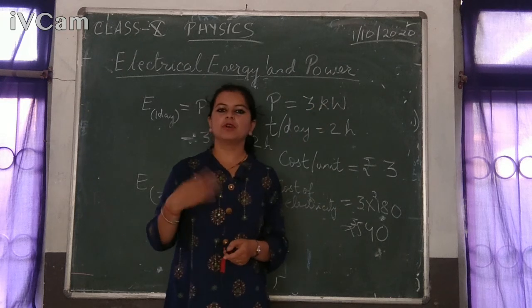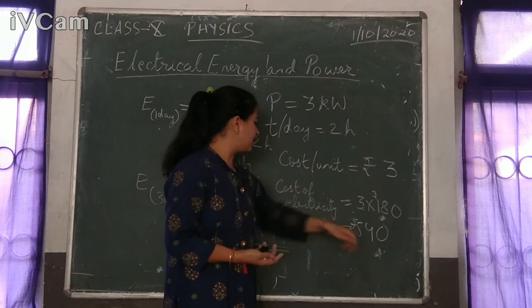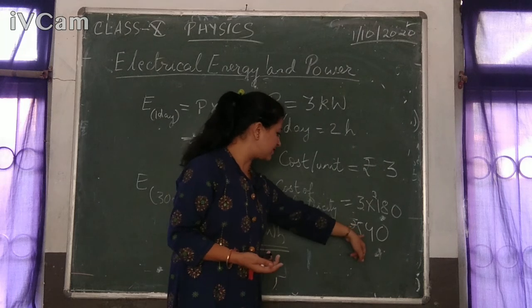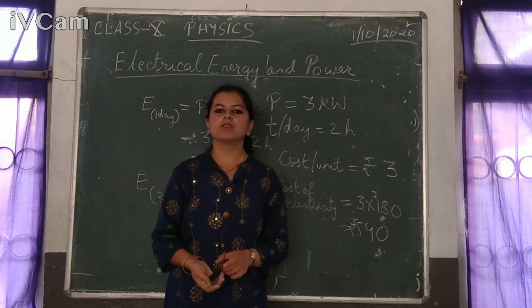So if you have more appliances, you can calculate the cost of electricity for each using the same method and add up the total cost of electricity.